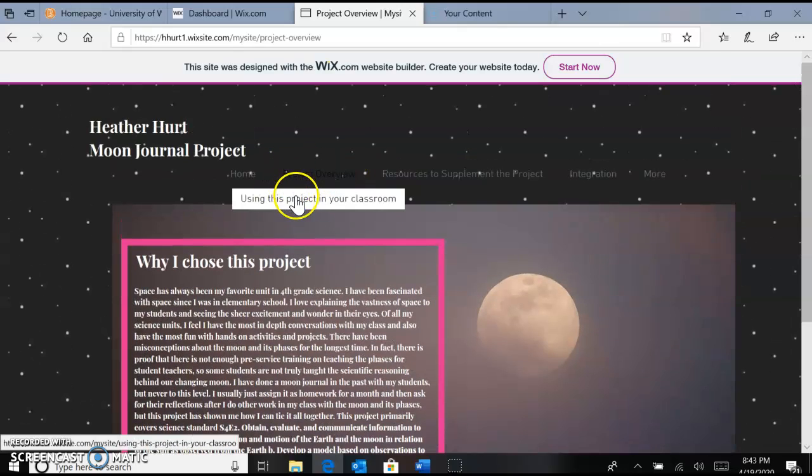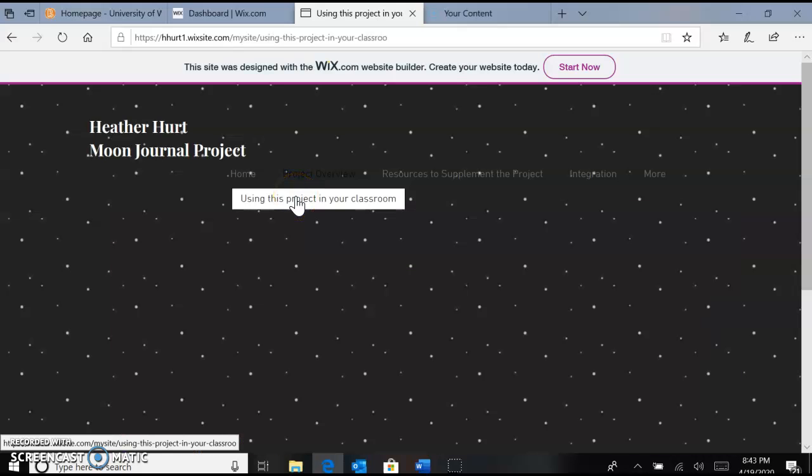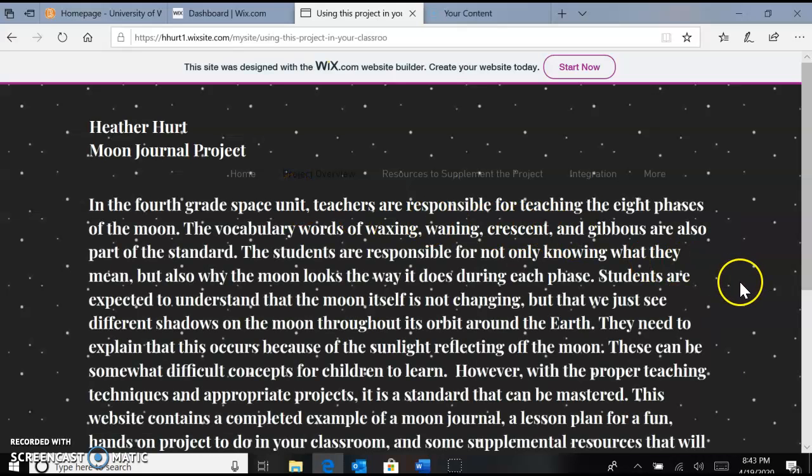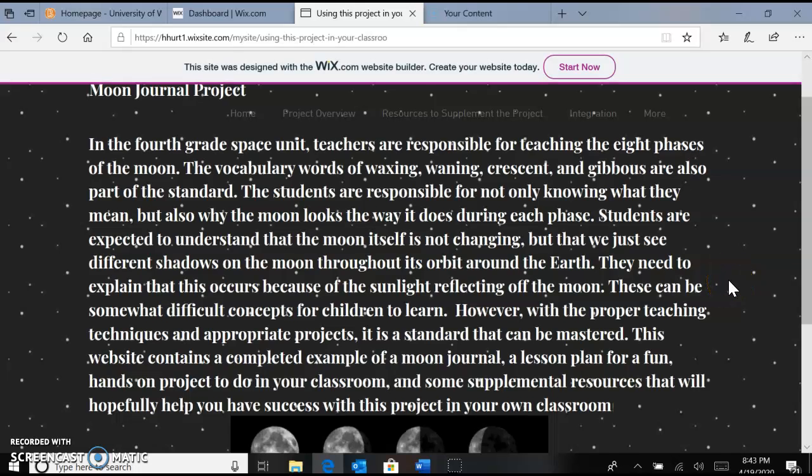So the next page that we're going to go to is using this project in your classroom. So this goes in a little bit to what I was talking about with those misconceptions. In fourth grade, teachers are responsible for teaching the 8 phases of the moon. So we're moving past just new, first quarter, full, and last quarter, but now we're adding in the waxing, the waning, crescent, and gibbous, all of those vocabulary words. And so we're definitely going more in depth than the things that they would get maybe in second grade.